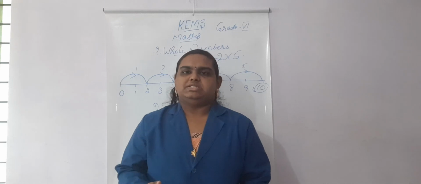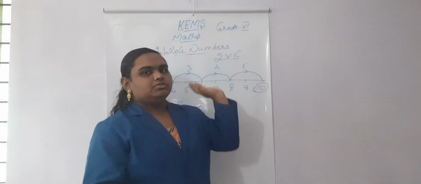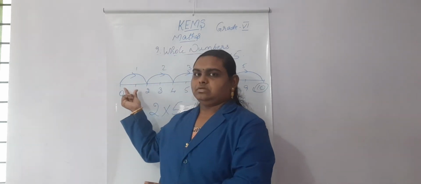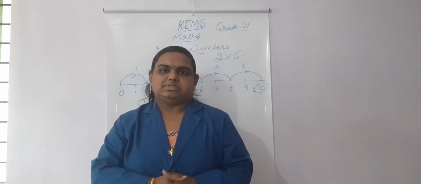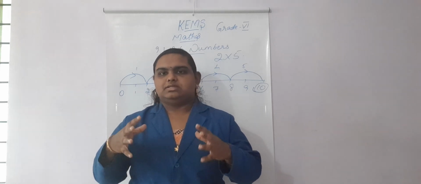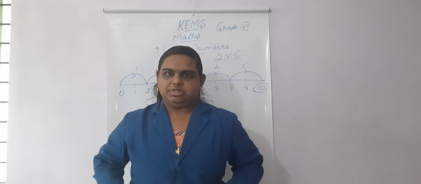Then the next one is multiplication. So in multiplication, taking 2 numbers, if you are taking 2 into 5, then 2 steps we have to take, and we have to jump 5 times. This is multiplication. These are the topics and concepts that we learned today.